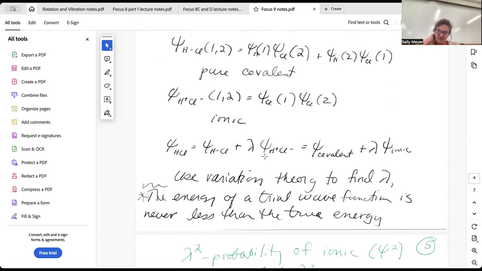And you can use something called the variational theorem, which we'll talk about a little bit more at the end of this chapter, to find the value of lambda and to figure out really how much ionic character is there. So the variational theorem says that any function that you're using as a trial, you can make it better if you lower the energy somehow. So in this case, if we lower the energy of the system by varying this lambda, then that means we can get the value for lambda that gives us the lowest energy. Therefore, it tells us how much ionic character this molecule has in its bond.